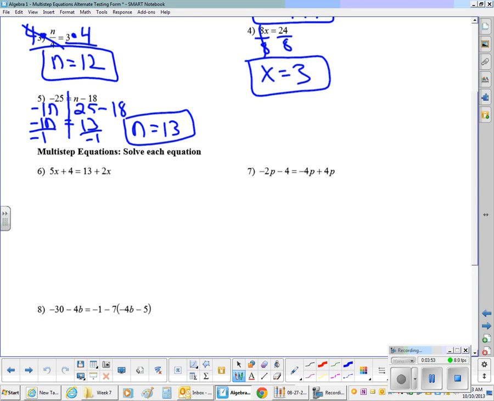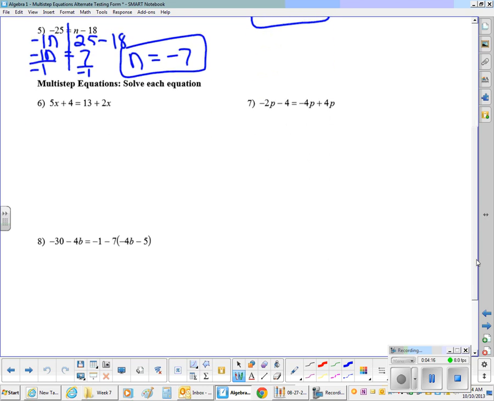Okay. Sorry. All right, we're going to make some corrections here. 25 minus 18 is going to be 7. And that's going to get us, when we divide by negative 1, n equals negative 7. I apologize. It'd be good if we could do math. All right. Number 6.